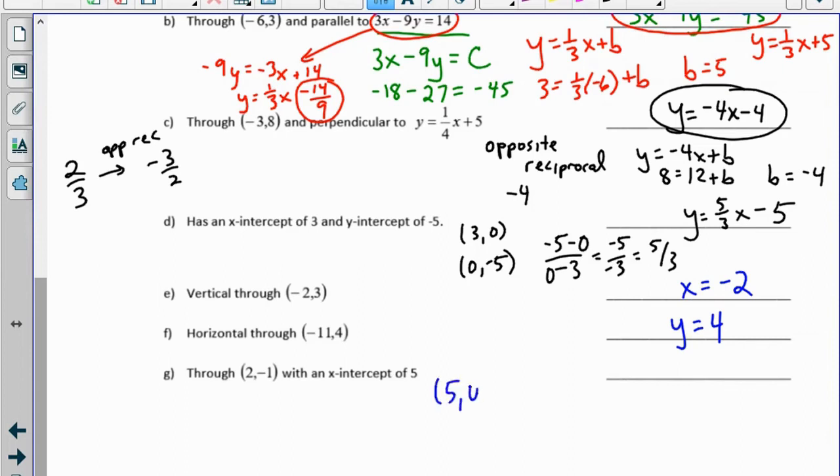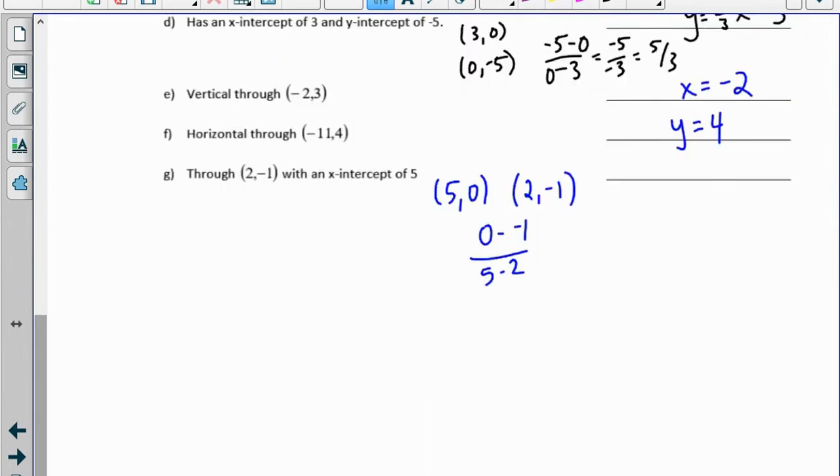Then letter G, through 2, negative 1 with an x-intercept of 5. The easiest way to do that is probably to recognize that an x-intercept is just a point, 5 comma 0 in this case, and then 2 comma negative 1. So if I go 0 minus negative 1 over 5 minus 2, then I end up with 1/3 as my slope. And then I can choose either point to write the equation of the line.